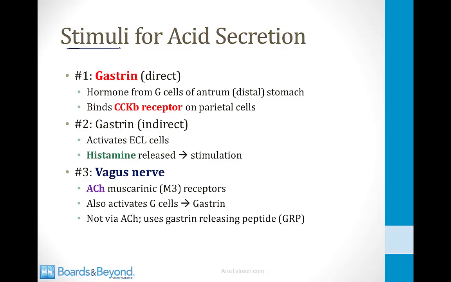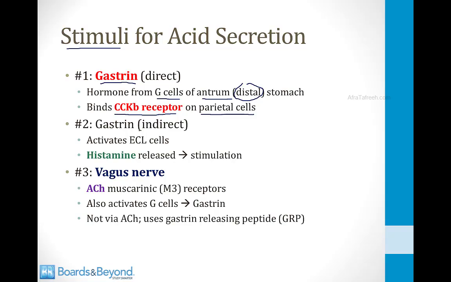The first stimulus for acid secretion is the hormone gastrin. It can directly activate the parietal cells to secrete hydrochloric acid. Gastrin is a hormone that comes from G cells in the antrum portion of the stomach. That's the distal portion of the stomach close to the duodenum. Gastrin can bind to a receptor called the CCKB receptor on parietal cells, and when it binds, it triggers them to secrete hydrochloric acid.